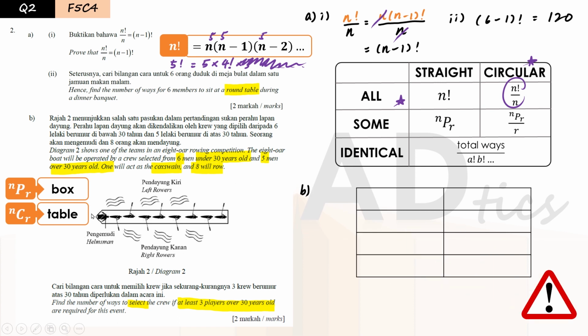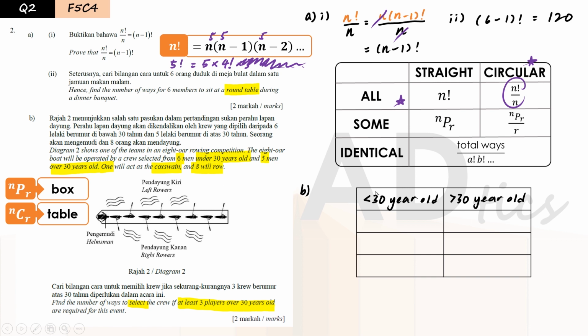Alright, so how to use this table method is, first thing first, we need to identify the categories. Meaning to say, we need to identify the categories which these men come from. So if you realize these men are actually split into 2 categories. So one category is they are under 30 years old, and the other category, it is over 30 years old. So these will be our 2 main categories.